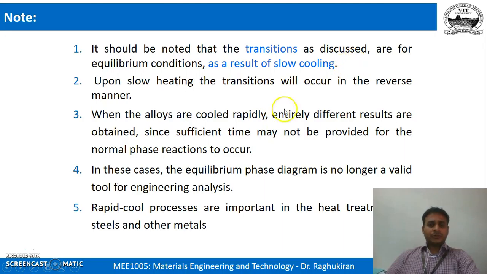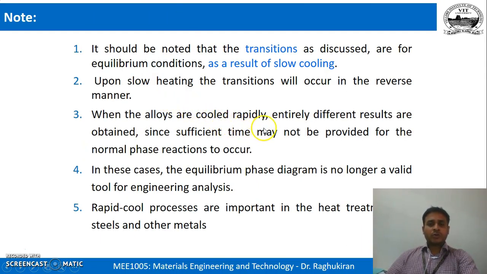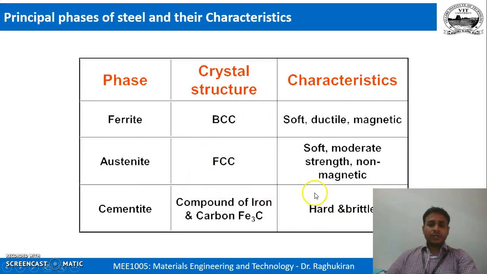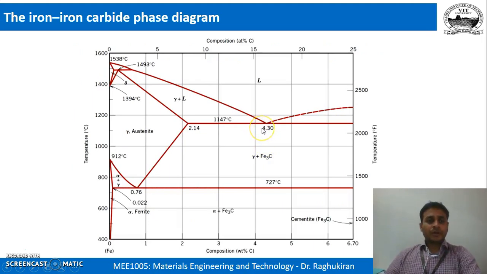Right. So the very important thing is all these formations are true if we follow slow cooling. All these formations are true if we follow the slow cooling rate. There won't be martensite or bainite or anything like that. All the previous diagrams are true if you follow very slow cooling. So in this case the equilibrium phase diagram is no longer valid for engineering analysis, because in engineering practice mostly we follow rapid cooling, or cooling rates far from the equilibrium cooling rates.